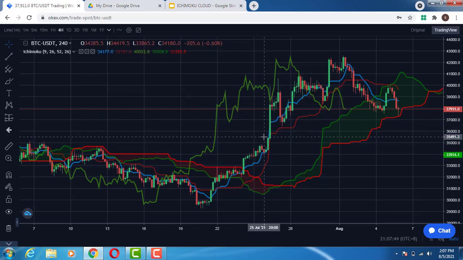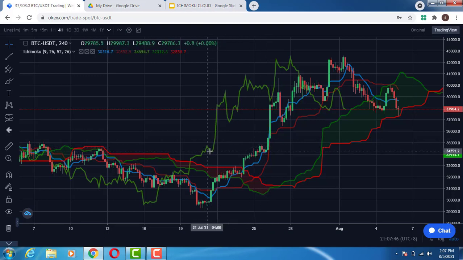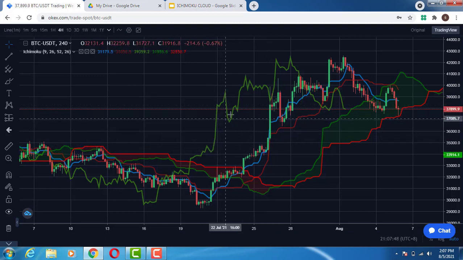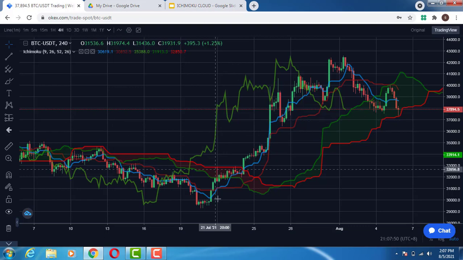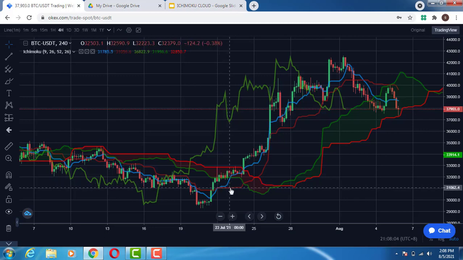So the first thing you have to do in this strategy is to ensure that the green line, which is the lagging span, is above the chart, right here. You see it cross over the chart. And then the next thing, you have to ensure that the blue line, which is the conversion line, which is so sensitive to the market, is above the red line, this red line here, which is the baseline.